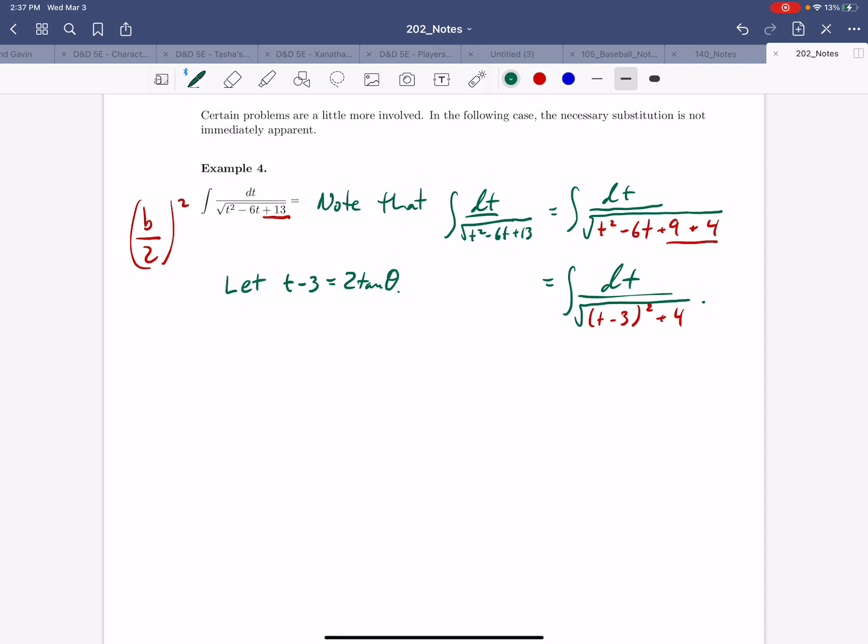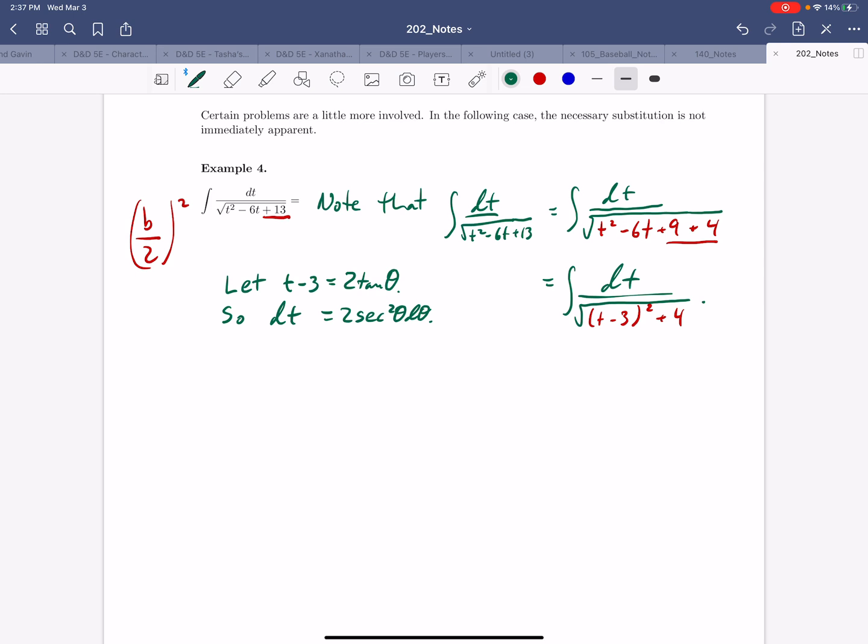Because that's the substitution. If this were an x squared plus 4, then we'd say, oh yeah, we've got to make it a tangent. Well, instead of that, it's just t minus 3. That means, of course, that dt is going to equal 2 secant squared of theta d theta. So a little bit different, but it does work out.